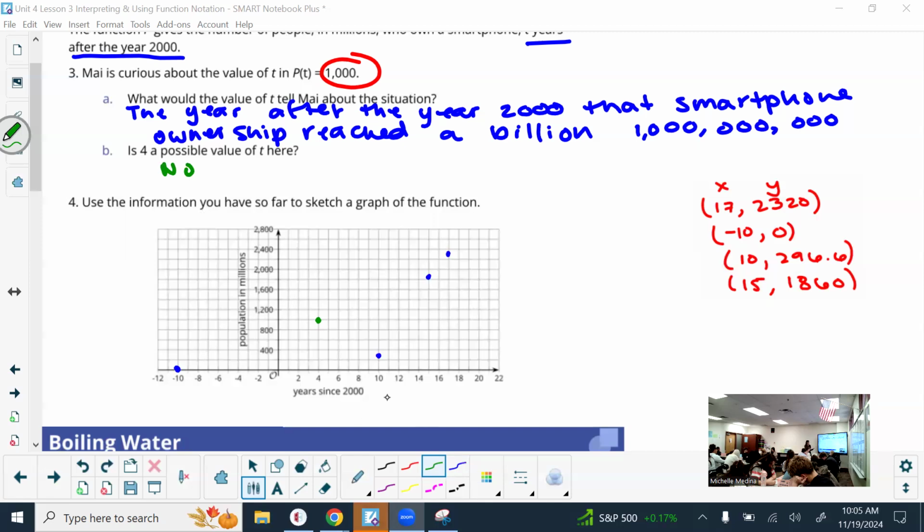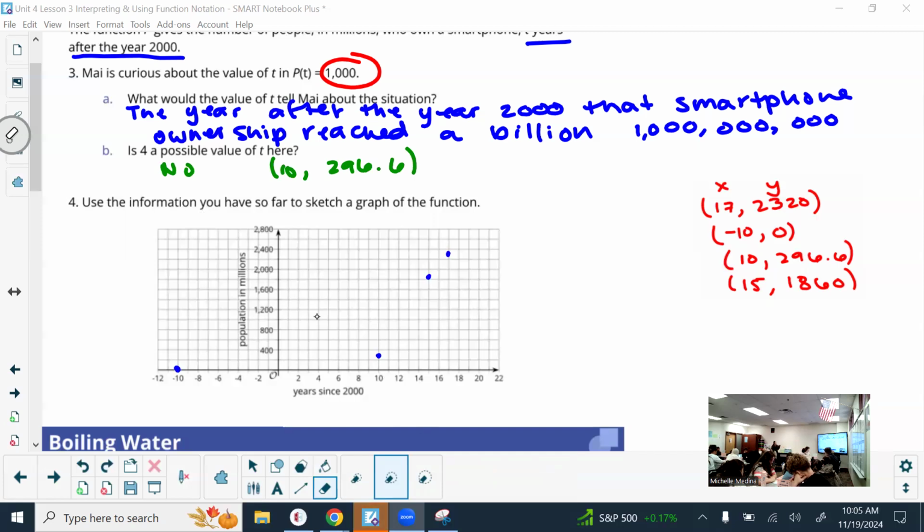You could mention this coordinate, the (10, 96.6), because in 2010, we weren't even close to it yet. But no, we did not reach it in 2004. That could be your reason.